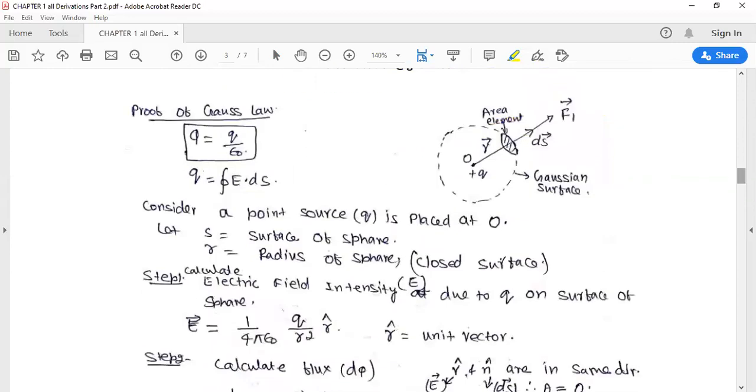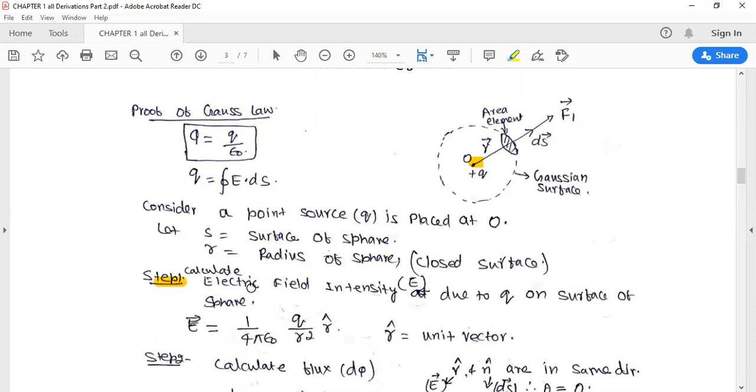Now proof of Gauss theorem. According to Gauss theorem, phi equal to Q by epsilon naught. So we know that we can write Q equal to integration of E dot ds. So consider a point charge Q placed at the center. Suppose this is the center and here plus Q charge is placed. S equal to surface of a sphere. This is the surface of the sphere. R equal to radius of the sphere.